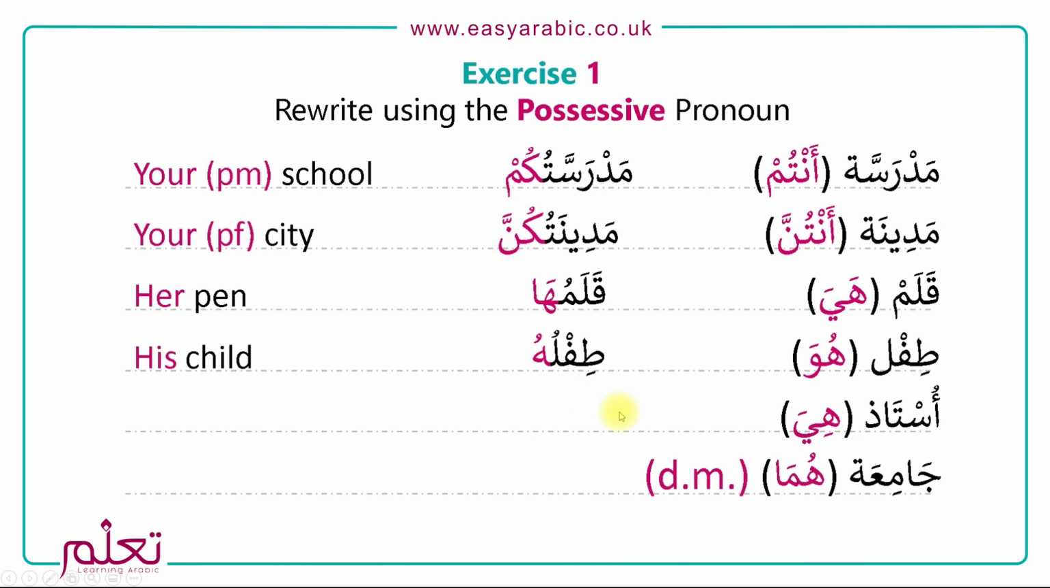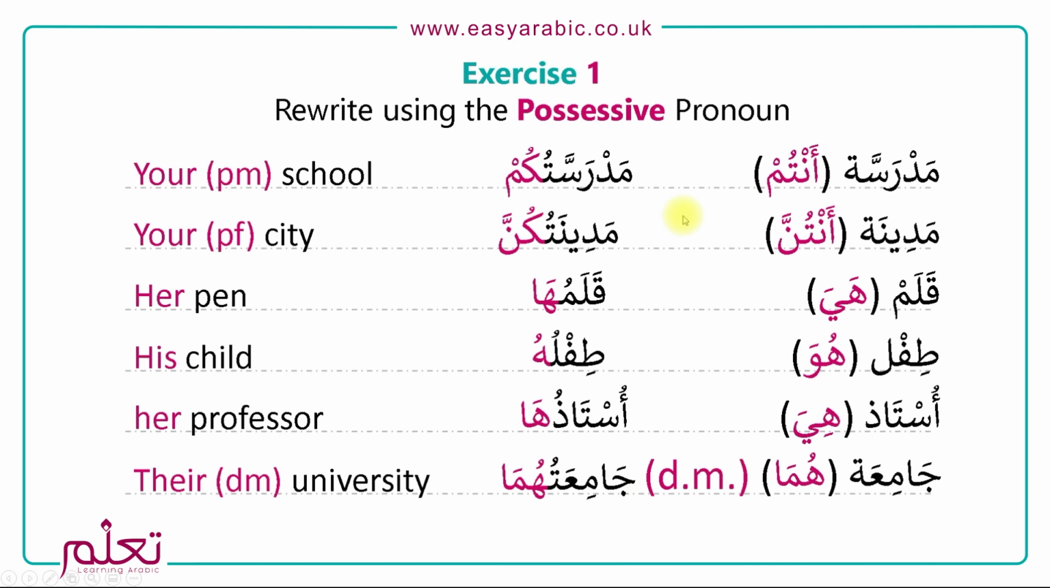And then we have ustadh, which is professor, so her professor would be ustadhuha. Then we have jamia, which is university, which we didn't actually cover. Jamia is university, huma, which is their dual university. So it will be jamiatuhuma. So madrasatukum, madinatukunna, qalamuha, tifluhu, ustadhuha, and jamiatuhuma.